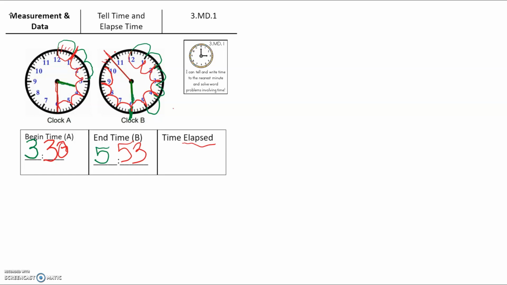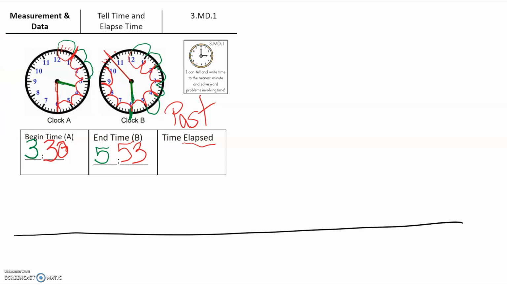Elapsed time means how much time has passed. So how much time has gone by from 3:30 to 5:53? I like to do our number line because a number line just works really well for being able to keep track of what you're adding. A number line is the one on the left is always the earlier or smallest number. So in this case it's 3:30. And then somewhere down here, I'm not sure where, we need to end at 5:53.